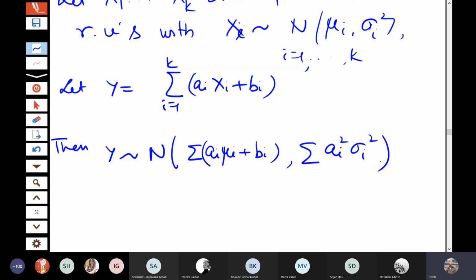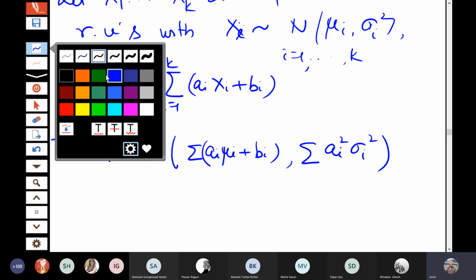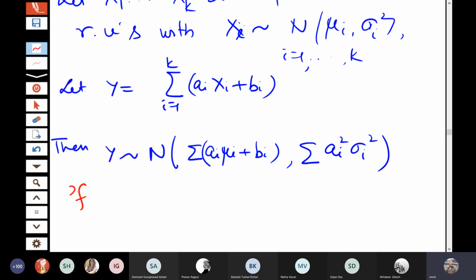So again, I'm just skipping the proof here. These are all, of course, very simple, because once you have this MGF approach, you can write all of that. So I just leave it as an exercise for you.